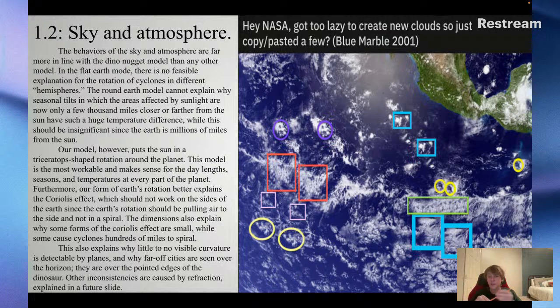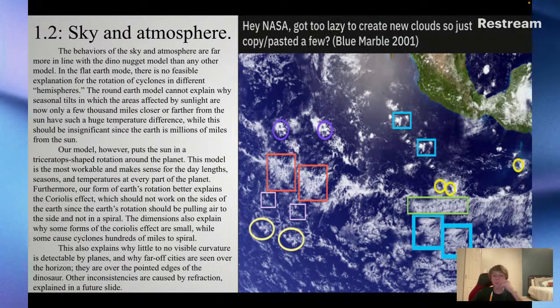Furthermore, our form of Earth's rotation better explains the Coriolis effect, which should not work on the sides of a rotating ball Earth, since the Earth's rotation should be pulling it to the side and not in a spiral. The dimensions also explain why some forms of the Coriolis effect are small, while some cyclones are spiraling hundreds of miles, because certain points on the dinosaur Earth are small, so they cycle in tiny ways, while some areas are large. They can have large cycles.